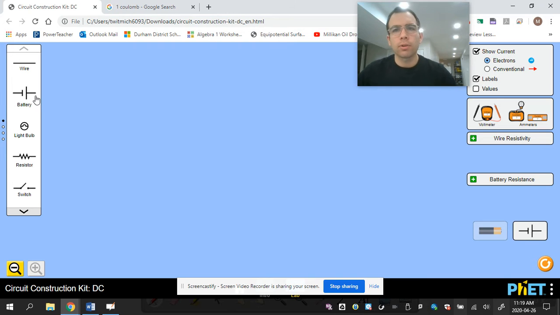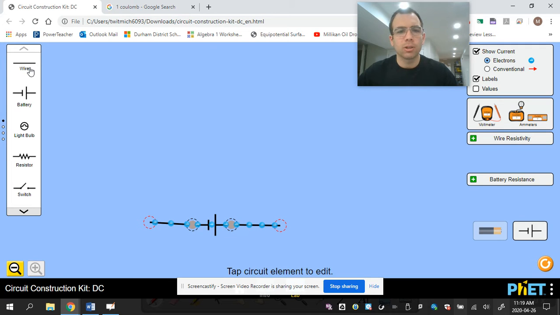I'm going to start off with the circuit and explain a few things that are going on here. We're going to start off with the battery. I'm going to add some wires here. Put a wire there, a wire here. Now, the first type of circuit we're going to learn about is what we call a series circuit. In a series circuit, you only have one path for the electrons to flow.